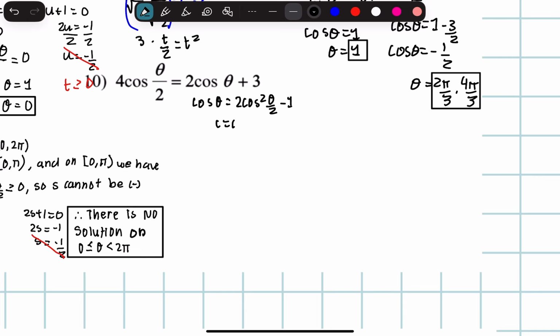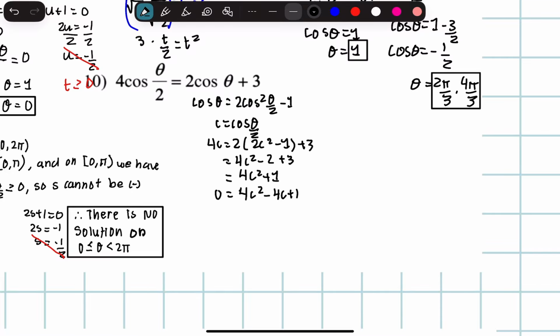Now we're going to let c equal cosine theta over 2. So we have 4c is equal to 2c squared minus 1 plus 3. And this is going to equal 4c squared minus 2 plus 3. And then this is going to equal 4c squared plus 1. And then you're just going to move everything onto one side. So 4c squared minus 4c plus 1 is going to equal 0.